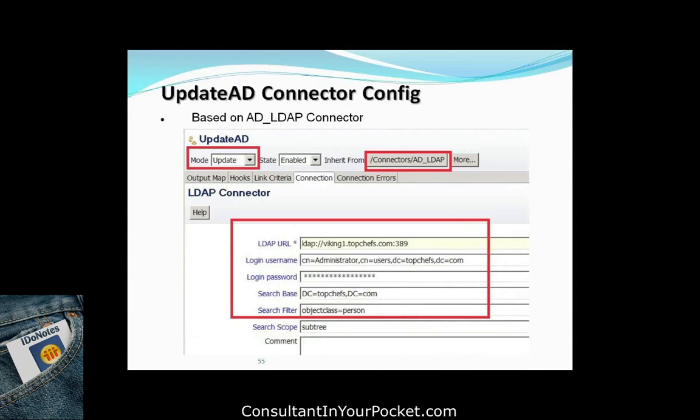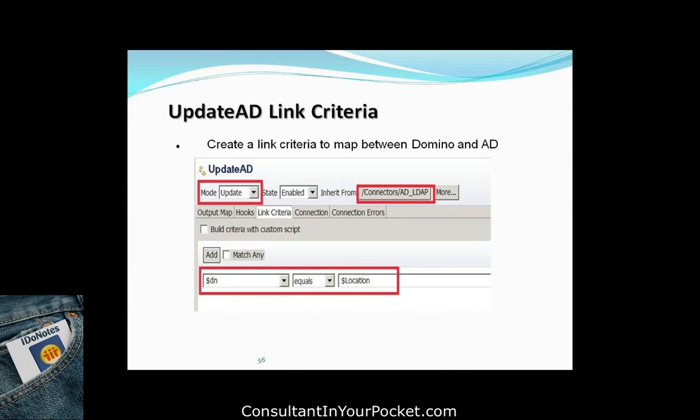We're going to create an update AD connector using our AD Ldap connector. This time it's going to be in update mode, as we created earlier. Remember, we're going to use objectClass equal person, so we're not going to be updating the server objects. And in this case, the link criteria, the pieces that are going to actually link the components between Domino and AD, are going to be the $DN and $location.